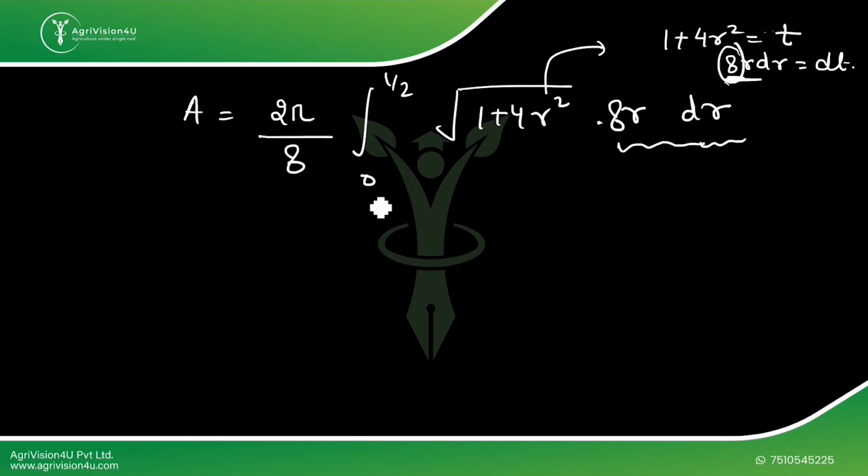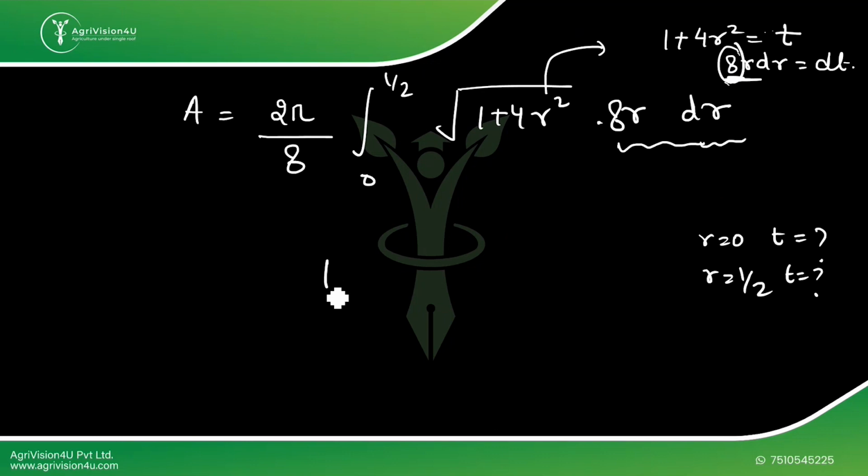But you have to remember that you also have to change the limits, because this limit is for r, but here I am converting it to some other variable, suppose t, right? You can put any other variable anyway; we are taking t here. So you can write, when r is 0, what is t? You can calculate like that. When r is 1 by 2, what is t? So these will be the new limits for t.